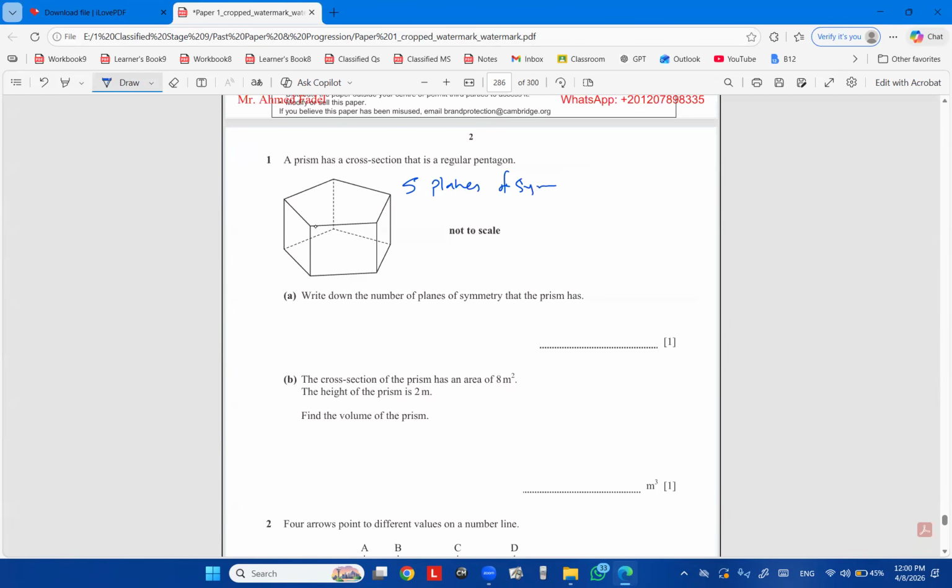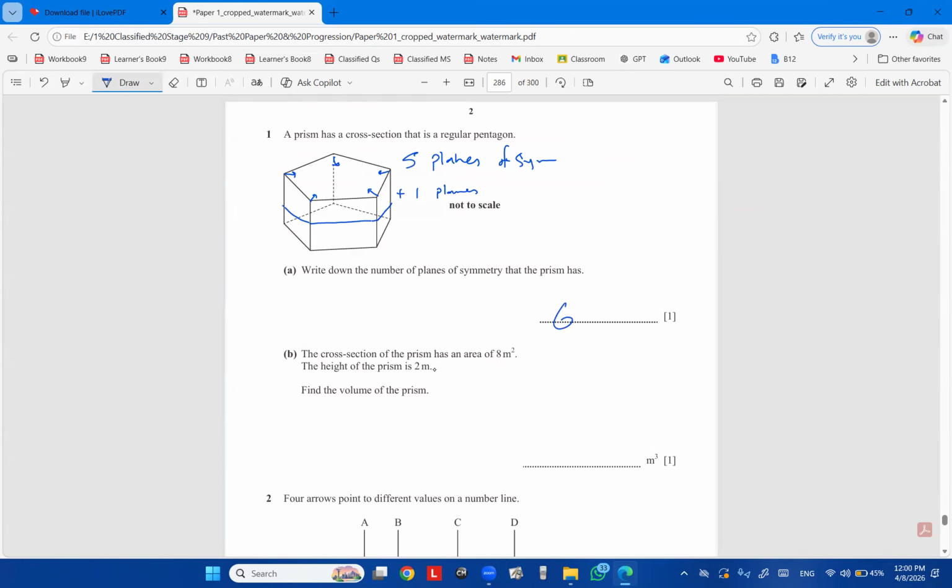Why? Because yes, from each vertex I can draw a plane of symmetry. So one, two, three, four, five planes of symmetry. But in the middle as well, you can draw the other plane of symmetry. If you keep going the other way around the pentagon, or around the 3D shape, halfway through it this way, that will add another plane of symmetry. So in total, you're going to have six planes of symmetry.